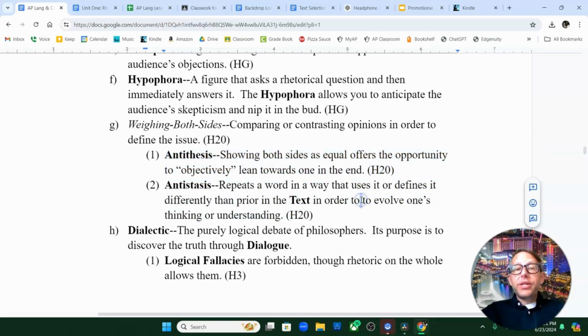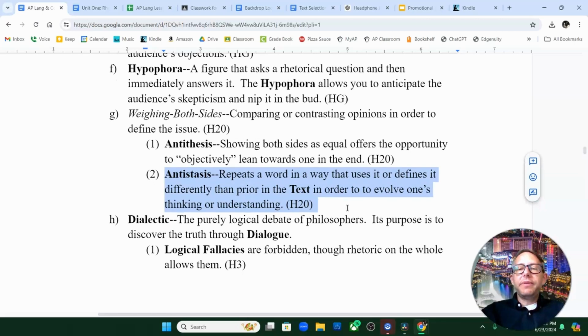The other situation that this arises with is antithesis, okay, which repeats a word in a way that uses it or defines it differently than prior in the text in order to evolve one's thinking or understanding, okay? So, for example, a classic example of this situation, I believe it's normally attributed to Ben Franklin after the signing of the Declaration of Independence. He said something to the effect, we need to hang together or we'll all hang separately, okay?